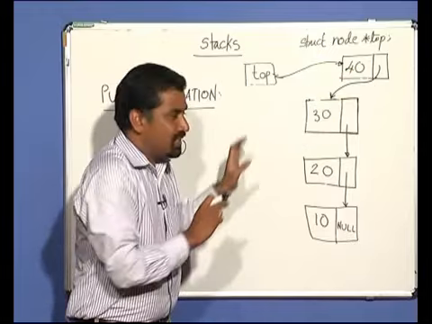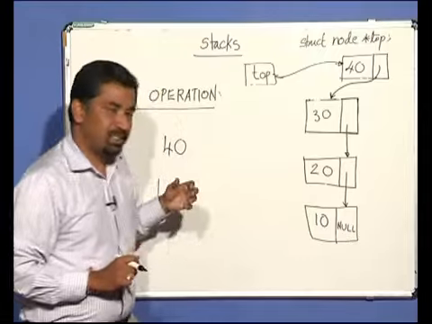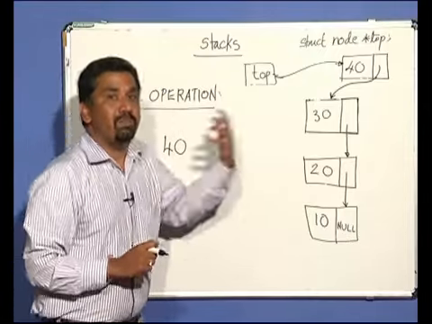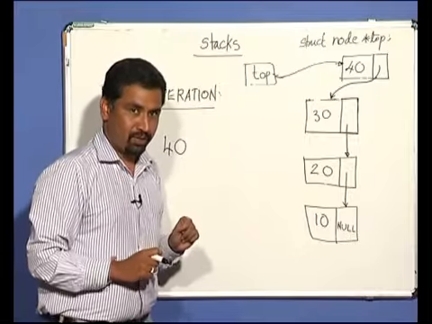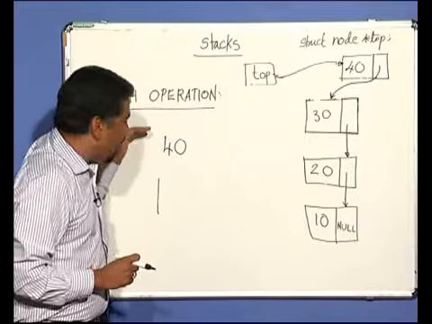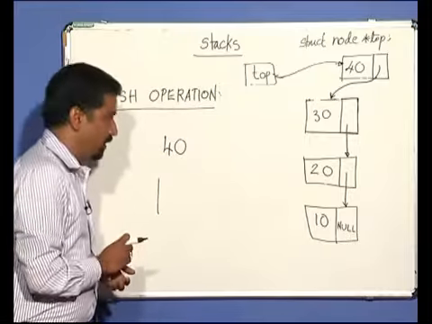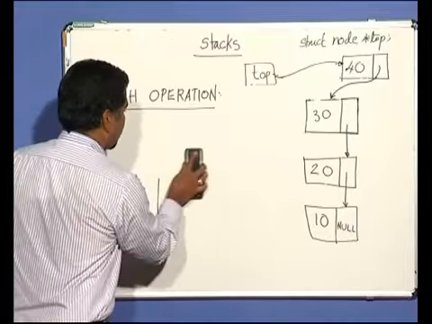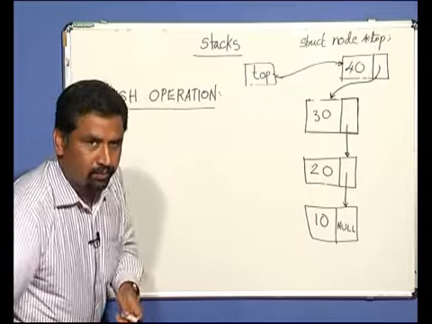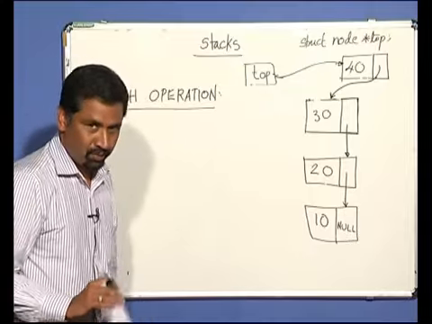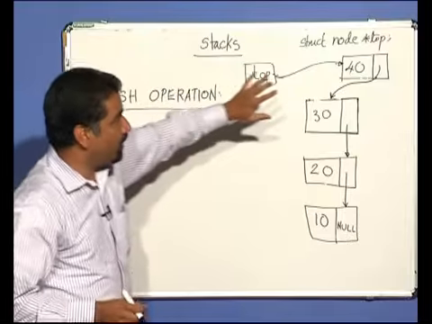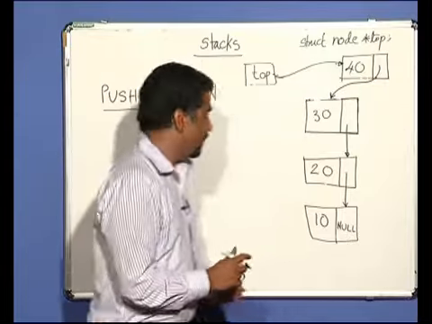So to do this, the steps are very simple, but because it involves pointers, it involves dynamic memory allocation. The steps I am going to give you one by one. For the push operation, first step is you have to create the node. The node was not there before. Because you want to push a new element, we need to create this node dynamically.